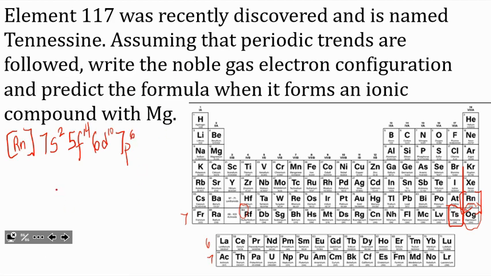Now we need to make this with magnesium. Magnesium has what charge? How many electrons would it lose? 2. So if it loses 2 electrons, it would be plus 2. We're going to put it with tennessine, which is here. What charge would it have if it gained 1 electron to look like this? Minus 1. If I want to balance these charges out, how many of these would I need to balance that plus 2 out? 2. So my formula would be MgTs2.